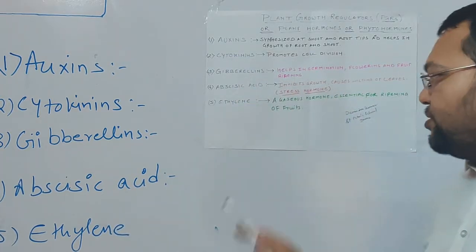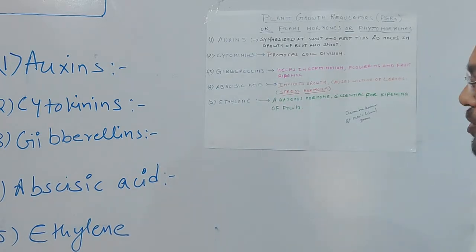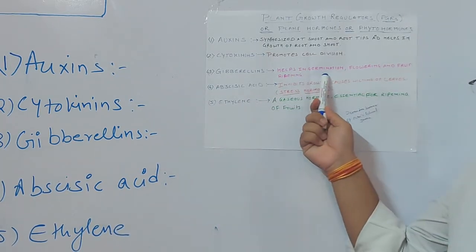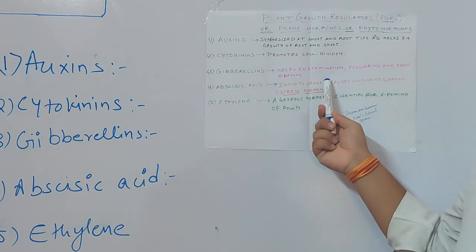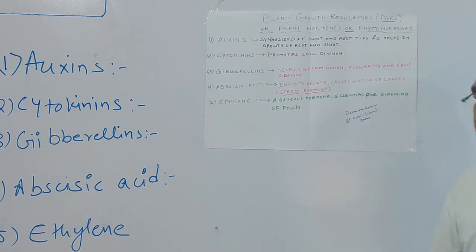Now the next part is the gibberellin. Now what is the function of gibberellin? Gibberellins help in germination, the flowering and the fruit ripening.